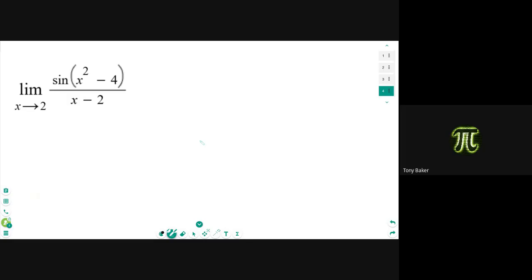All right, so this one, if I plugged in 2, I get 4 minus 4 sine of 0 is 0. 2 minus 2 is 0. All right, so now find me the derivative of the top and the bottom.